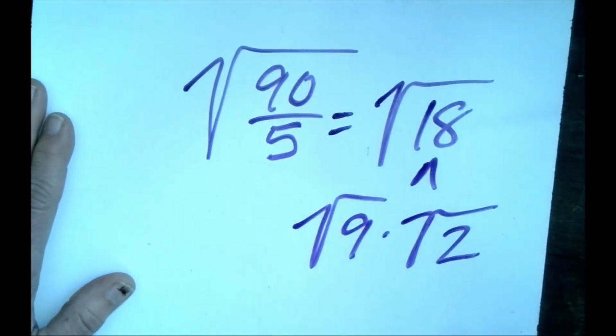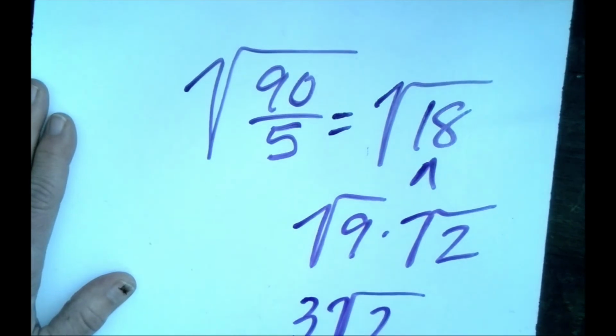And then you could find the square root of 9, which is 3, and then times the square root of 2. Two different ways to do the same problem.